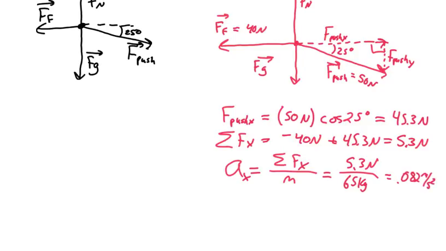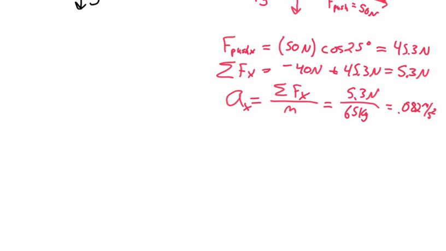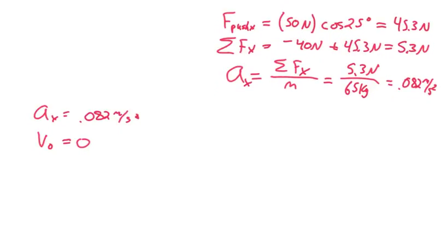Now we have a kinematics problem where we know the acceleration, we know it starts from rest, and we know it's going to be pushed for some amount of time. I find it useful at this point to write out just the kinematics things that I know. That helps me pick out an equation to use. So I know acceleration is 0.082 meters per second squared. I know my initial velocity is 0. Back to the problem statement, I also have the time that it's pushed is 3.0 seconds. And since we're looking for a distance, let's call that starting position 0 and say we're looking for the ending position.